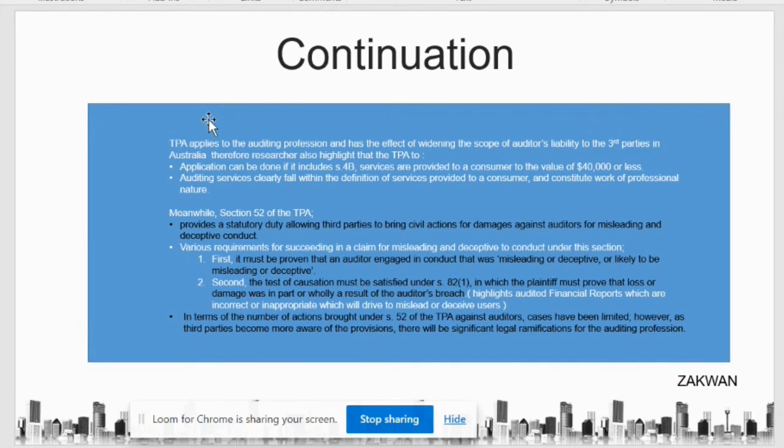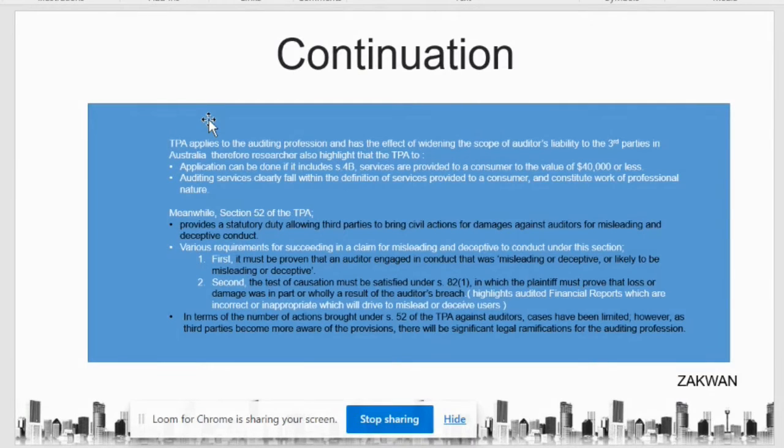Meanwhile, Section 52 of TPA provides a statutory duty allowing third parties to bring civil action for damages against auditors for misleading and deceptive conduct. There are various requirements for succeeding in a claim for misleading and deceptive conduct under this section. First, it must be proven that an auditor engaged in conduct that was misleading. It has to be highlighted that the information is misleading, not informative, not enough information, or likely to mislead.